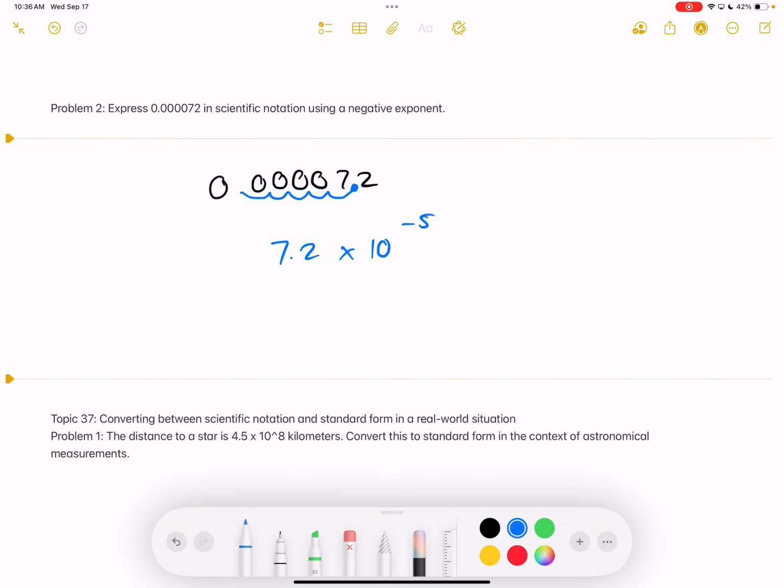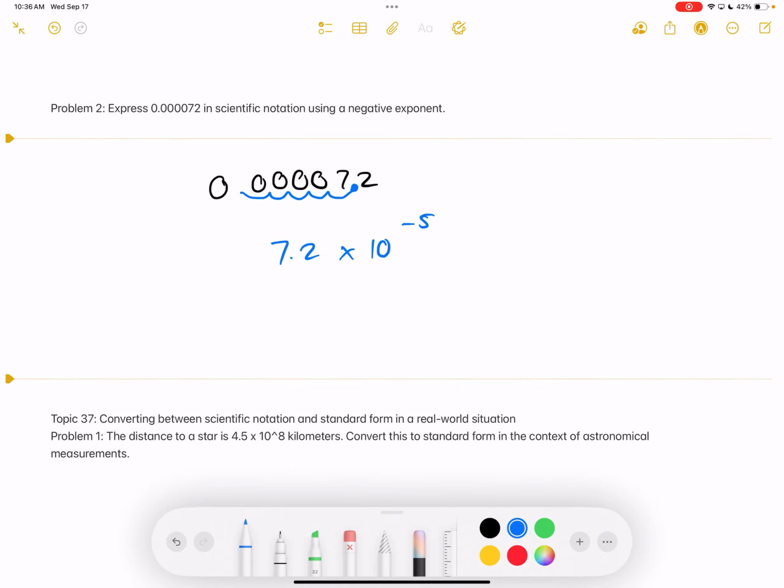So on this one, we read that a distance to a star is 4.5 times 10 to the 8th kilometers. What I'm going to do, if it's 8, it's a big number, right? I'm not going to think left or right. It's a big number. It's positive.